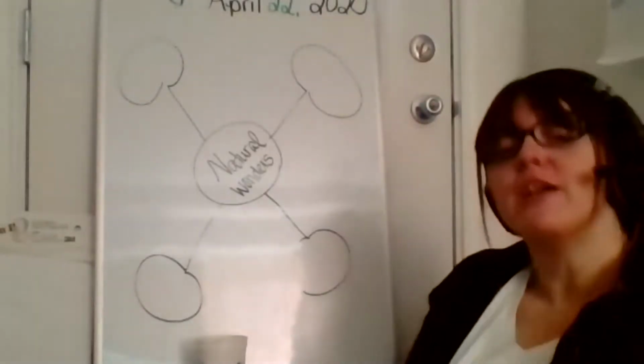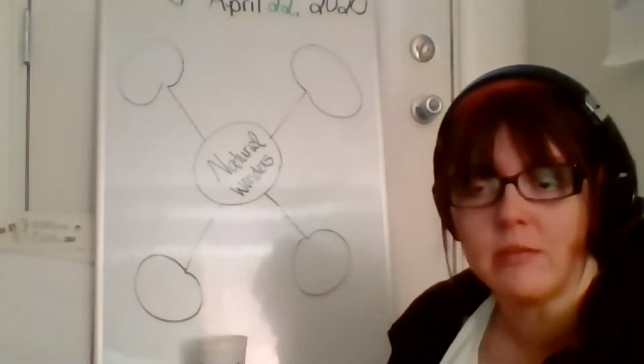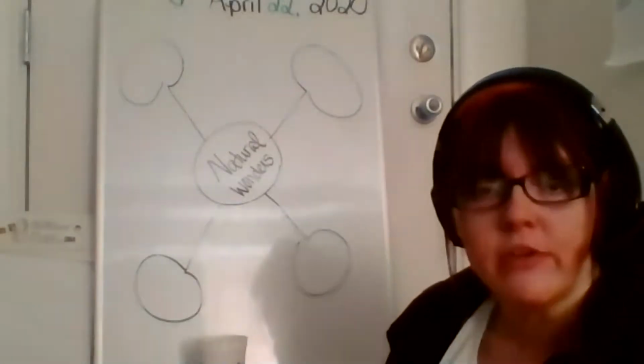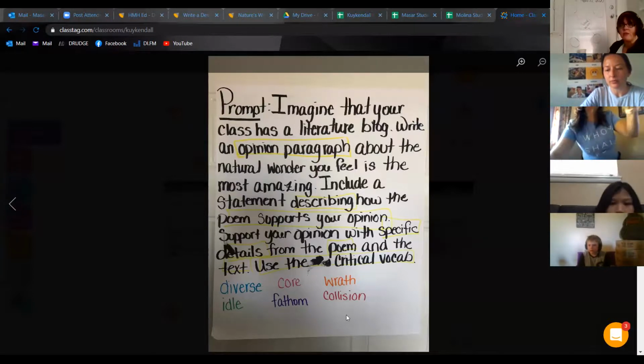No. Okay, so really quick, we are going to hop into writing for a second. For just a little bit, guys. I need you to stay on. As a reminder, this is the prompt that we're working on this week. We are imagining that our class has a literature blog, which is just like a journal that you share, like an online newspaper or online magazine. And we're writing an opinion paragraph about the natural wonder that you feel is the most amazing, based off of what you just read. We're going to include a statement describing how the poem supports our opinion, and we're going to support our opinions with specific details from the poem, as well as using these vocabulary words.